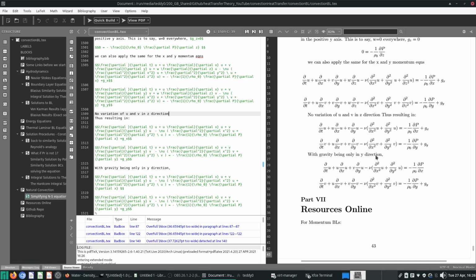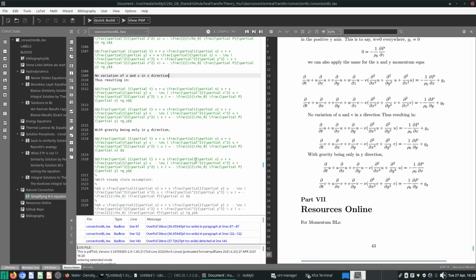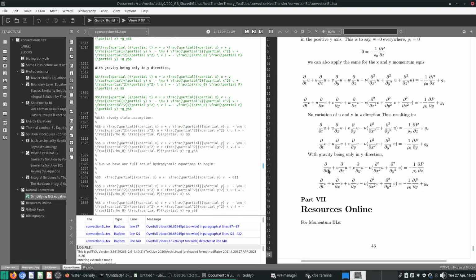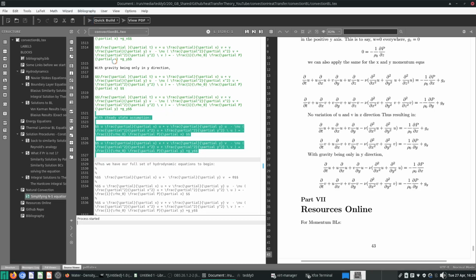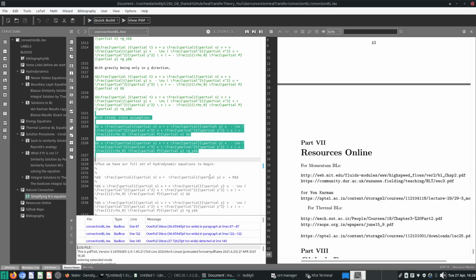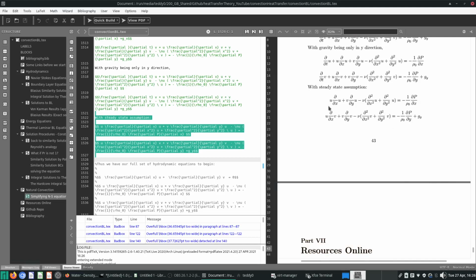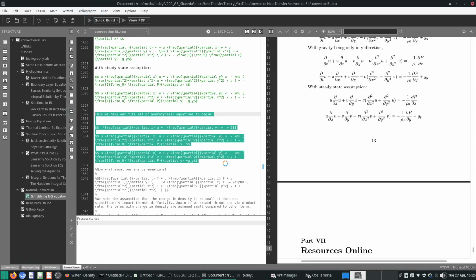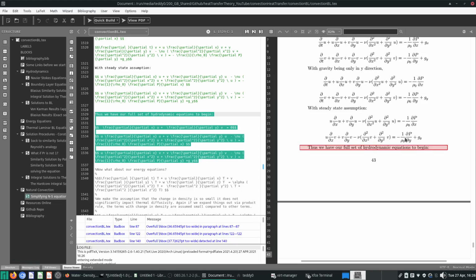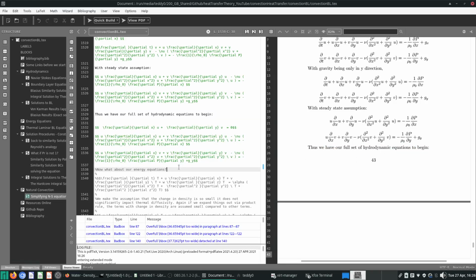Gravity is only in the y direction, so gx equals 0. Gy, I can just leave it there. Of course, gy we can just substitute minus g into this equation here, but we'll do that later. And last but not least, the steady state assumption will help you get rid of these del by del t terms. We want our boundary layer equations, and we by default assume steady state. Thus, we now have our hydrodynamic equations to begin with. So these are our hydrodynamic equations.